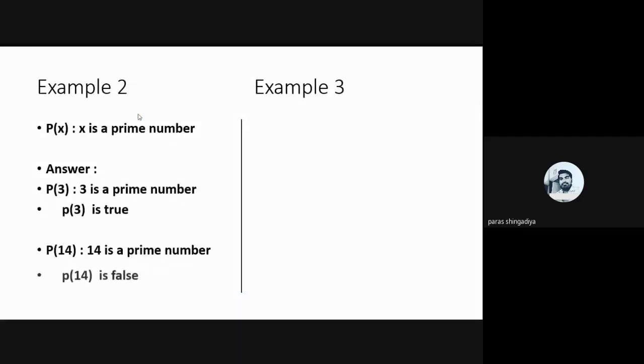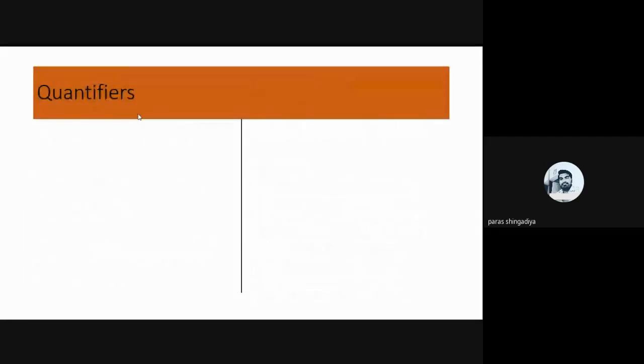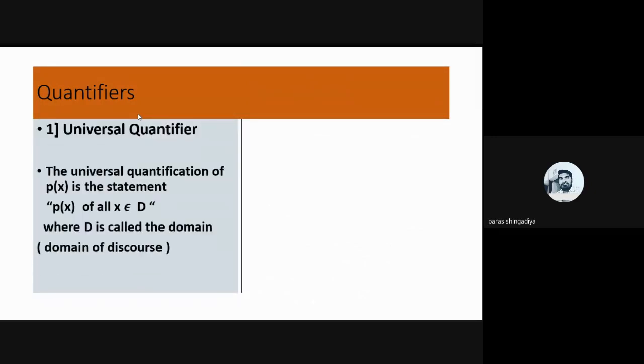Example 2: x is a prime number. Assign a value which is a prime number, and also assign a value which is not a prime number, so it is a false value. Then example number 3: 2x plus y divisible by y square. These are examples of predicates. Now we have two formations of quantifiers.